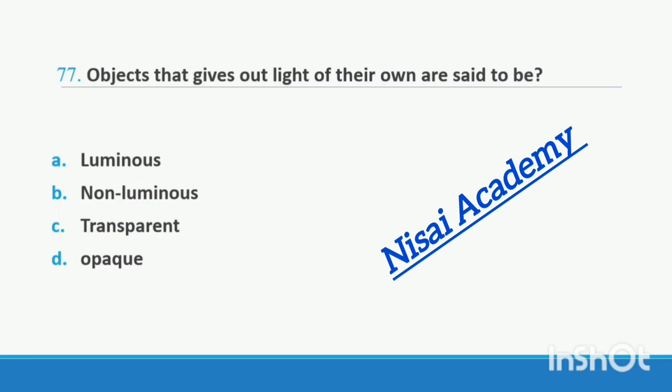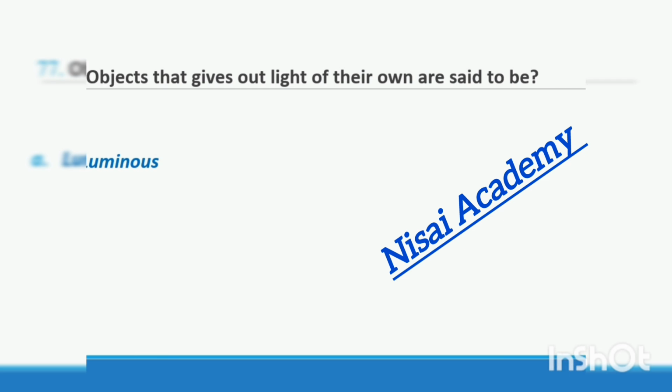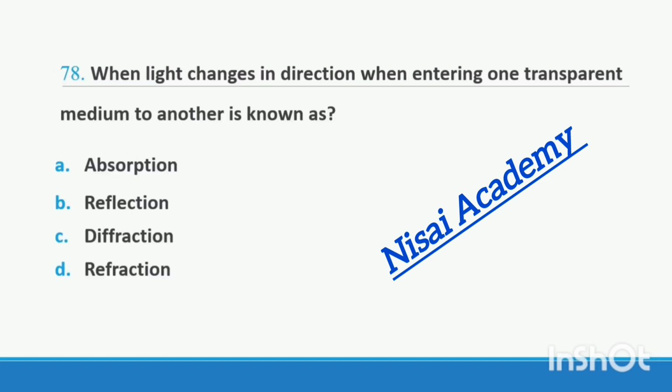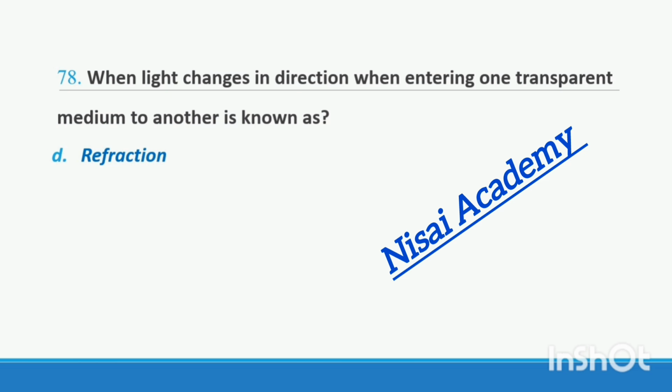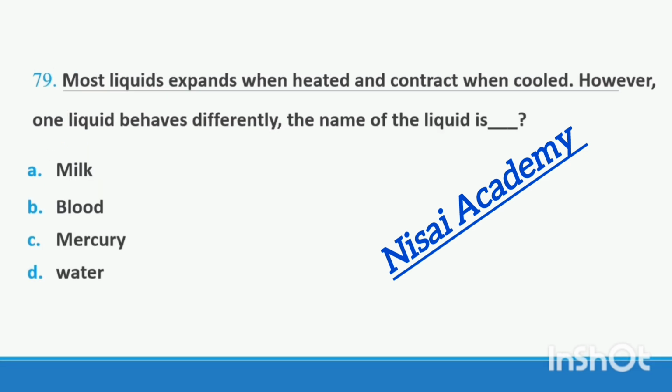Question 77. Objects that give out light of their own are said to be option A luminous, option B non-luminous, option C transparent, option D opaque. Objects that give out light of their own are said to be luminous. Right option A. Question 78. When light changes direction when entering from one transparent medium to another, it is known as option A absorption, option B reflection, option C diffraction, option D refraction. It is known as refraction. Right option D.